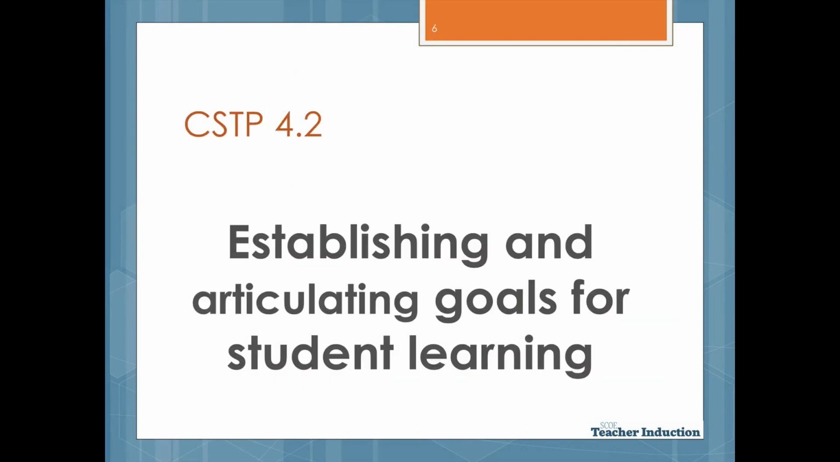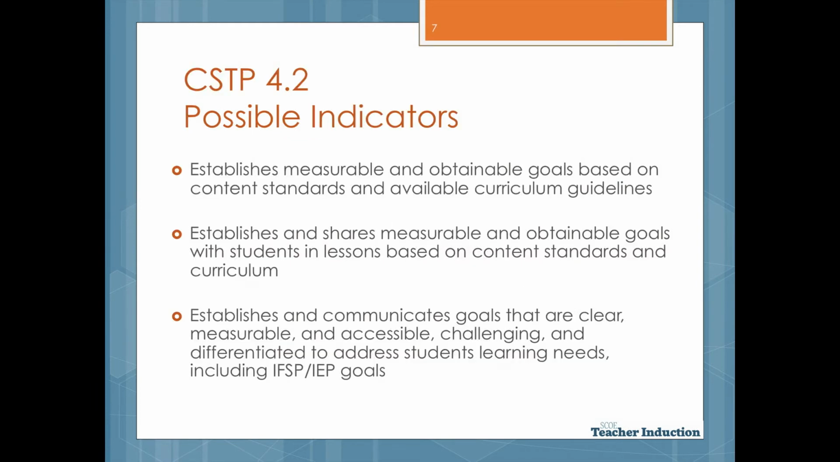CSTP Element 4.2 focuses on establishing and articulating goals for student learning. Early in their careers, teachers establish measurable and obtainable goals based on content standards and available curriculum guidelines. As they gain experience, teachers establish and share measurable and obtainable goals with students in lessons based on content standards and curriculum. As teachers extend their knowledge, they establish and communicate goals that are clear, measurable, accessible, challenging, and differentiated to address students' learning needs.